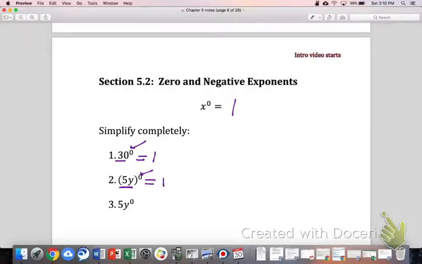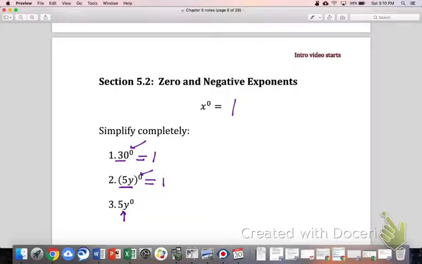The trick here is to correctly identify the base. The temptation is going to be to say that the base is 5y, but the base is not 5y. The base is just y. The parentheses in number 2 group the 5 and the y together as a base, but in number 3, the base is simply the y.